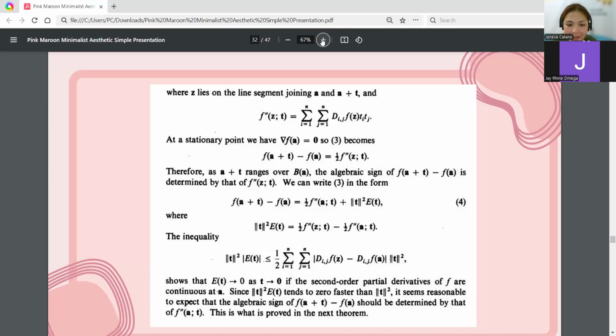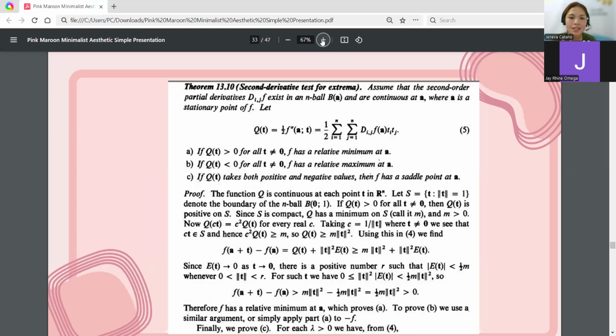This shows that E of t tends to 0 as t tends to 0 if the second-order partial derivatives of f are continuous at a, since this term tends to 0 faster than t squared. It seems reasonable to expect that the algebraic sign of f of a plus t minus f of a should be determined by that of f to the power of 2 of a and t. This is what is proved in the next theorem. Next page.